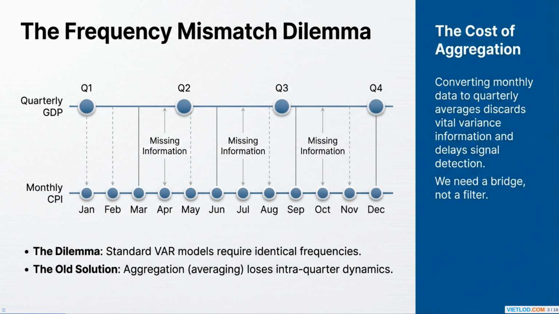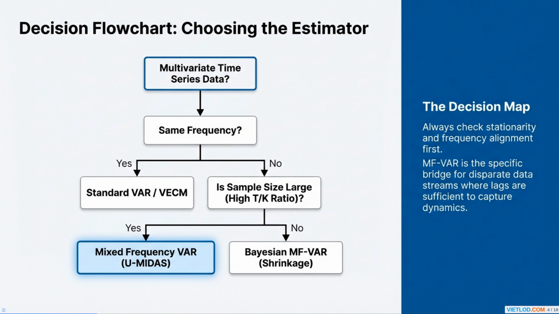This is why we need a bridge, not a filter, a way to integrate these different frequencies without sacrificing valuable data. This leads us to a decision point. When faced with mixed frequency data, what are our modeling options? Let's look at a flowchart to guide our choice.